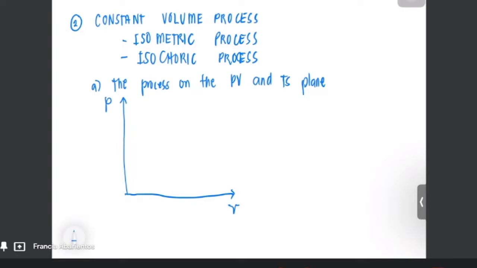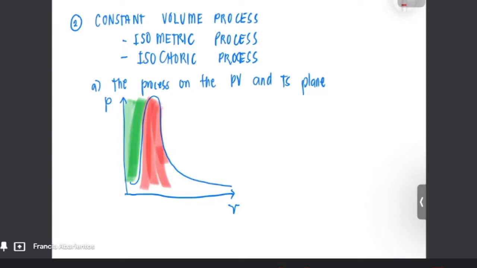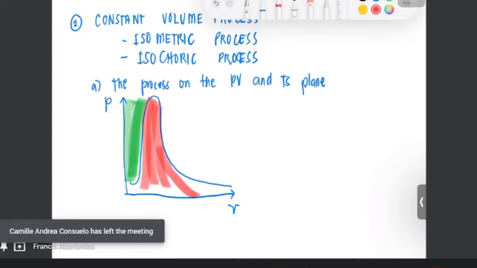The PV. Automatically, class, ito class na area na to, alam nyo na to dapat. This is the subcooled, or the compressed region. Sa gitna naman, class, ang tawag dito is yung nasa loob, yung wet mixture natin. And also, dito, class, is yung superheated region natin sa labas.